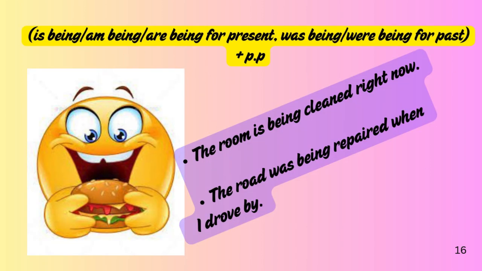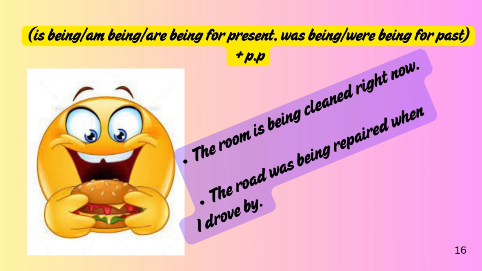Of course, we have the verb to be in continuous form. Is being and are being for present, was being or were being for past, and then we have the past participle. For example, the room is being cleaned right now. The road was being repaired when I drove by.